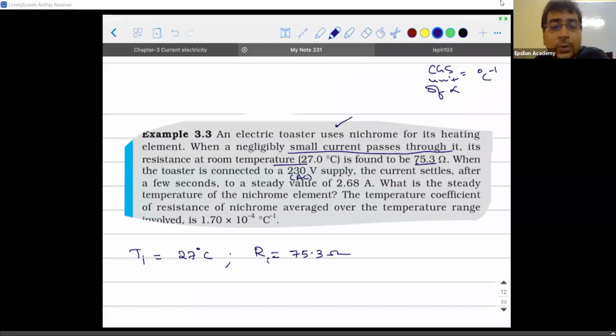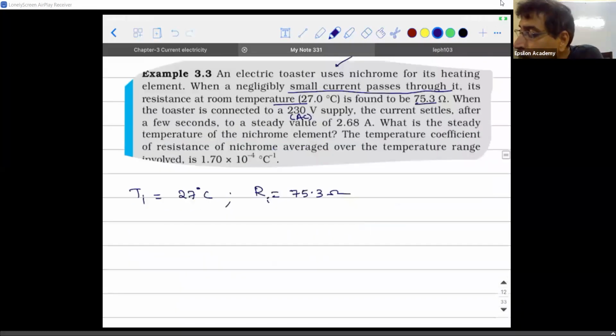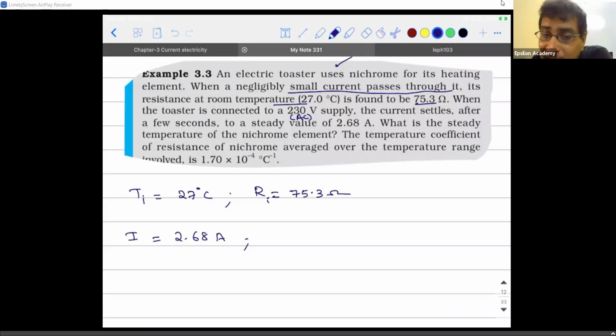When the toaster is connected to a 230 volt supply, the current settles after a few seconds to a steady value of 2.68 ampere. Current is equal to 2.68 ampere. Yeah, I think the current is useful. So what is the steady temperature of the nichrome element? Indirectly they are asking what is the final temperature.